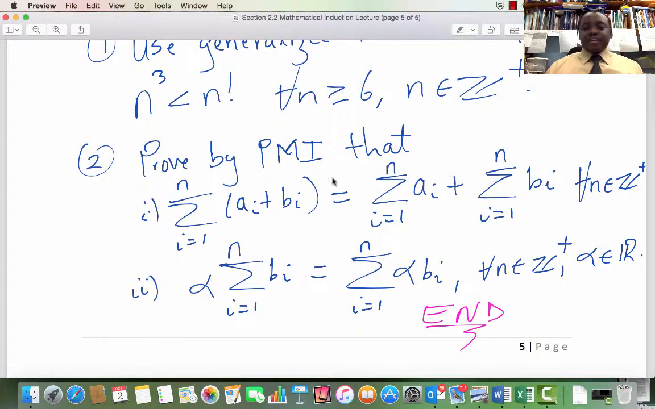These are very simple properties we already know about the sigma notation, but this is abstract algebra and we expect you to be able to prove these common properties very easily.